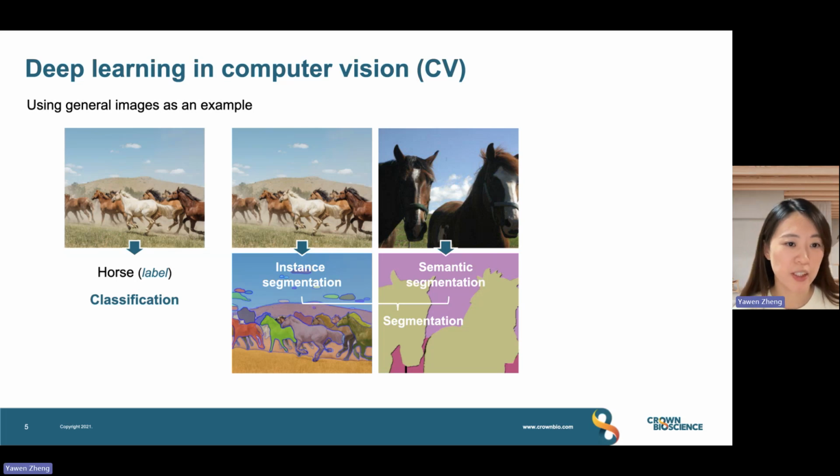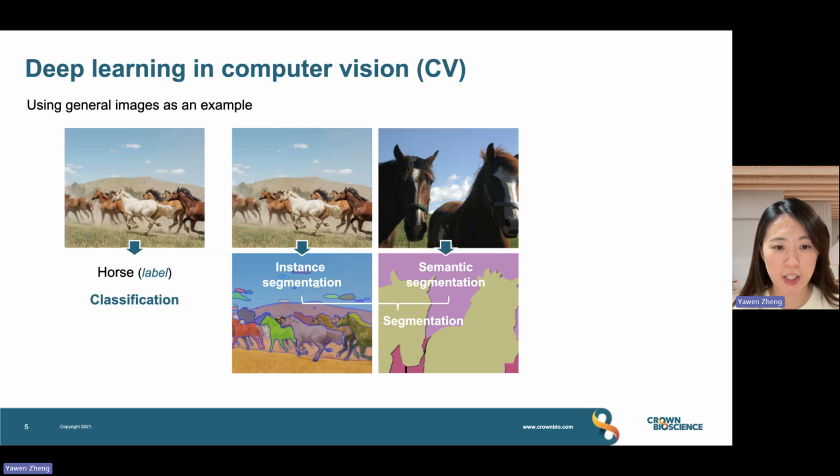For the left image showing here, if we put this image into the deep learning model, the output of the model may be the horse. We call the horse as a label. It means all pixels is assigned with a label horse. And this task is called classification task.